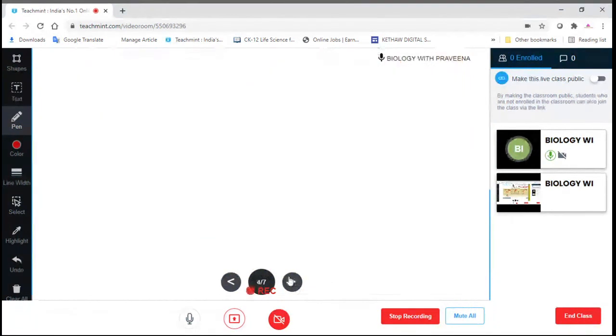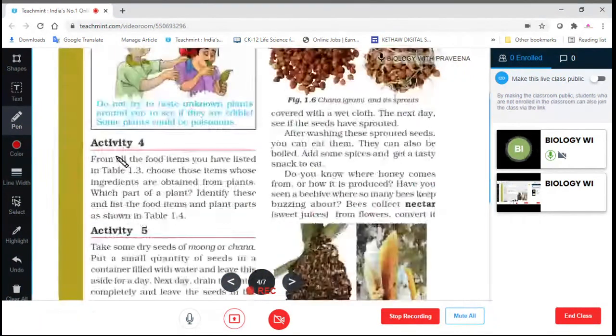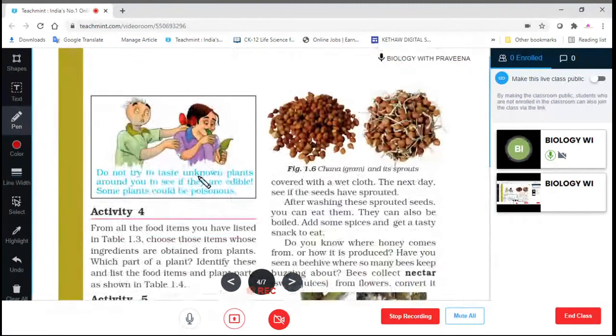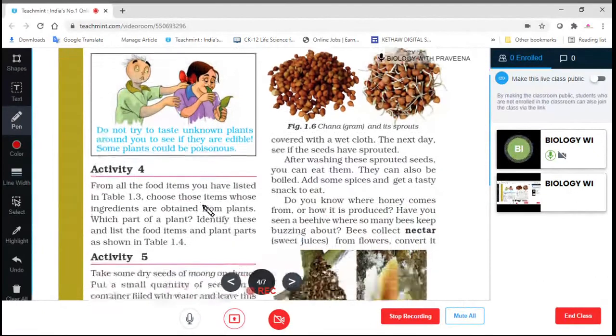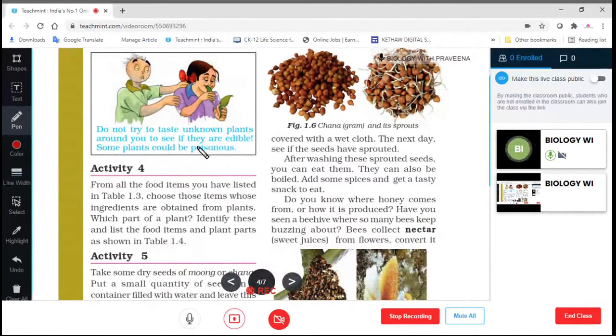Next, do not try to taste unknown plants around you to see if they are edible. Plants could be poisonous. Before tasting any plant, we should be aware that not every plant is edible. It may be a poison also. So be careful while tasting plants. Activity 4.